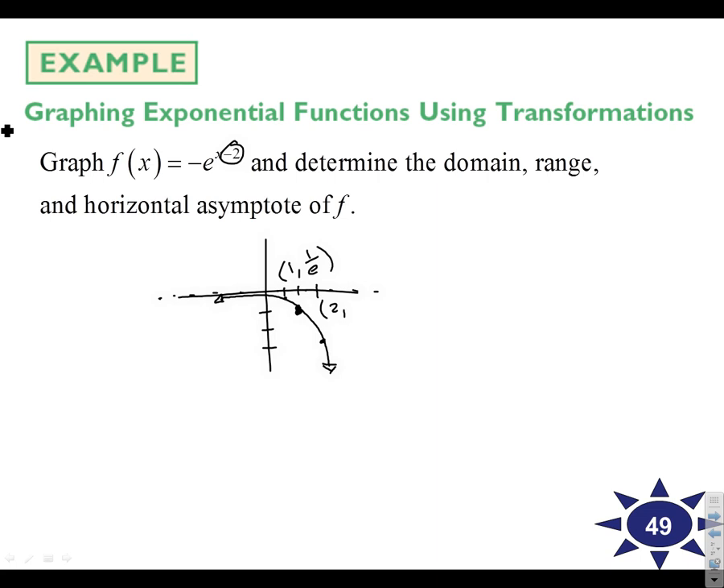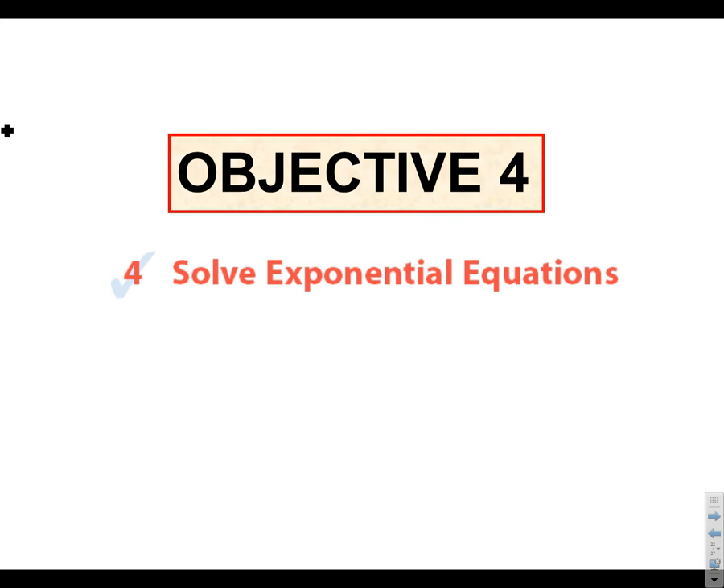Yes, we're moved over by 2. So 2 comma 1, and then we'd have 3 comma e. All right, try problem 49, and then we're moving on to solving exponential equations.